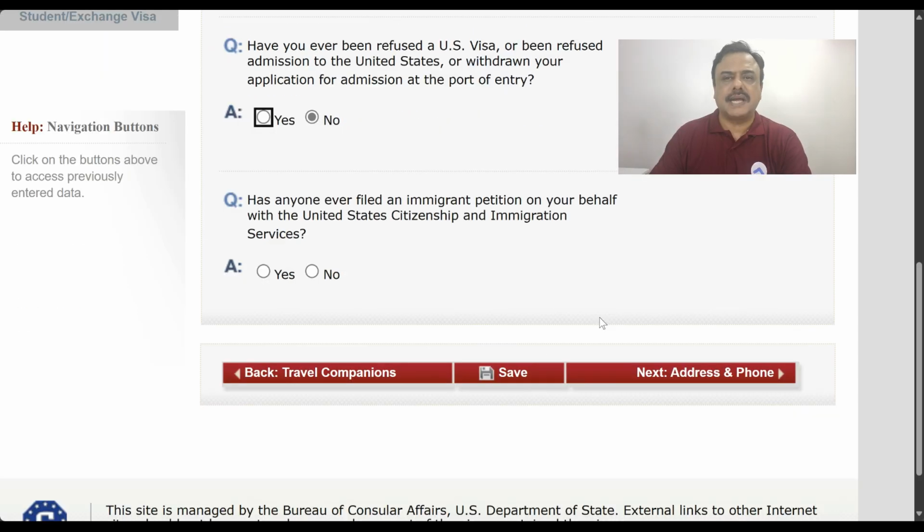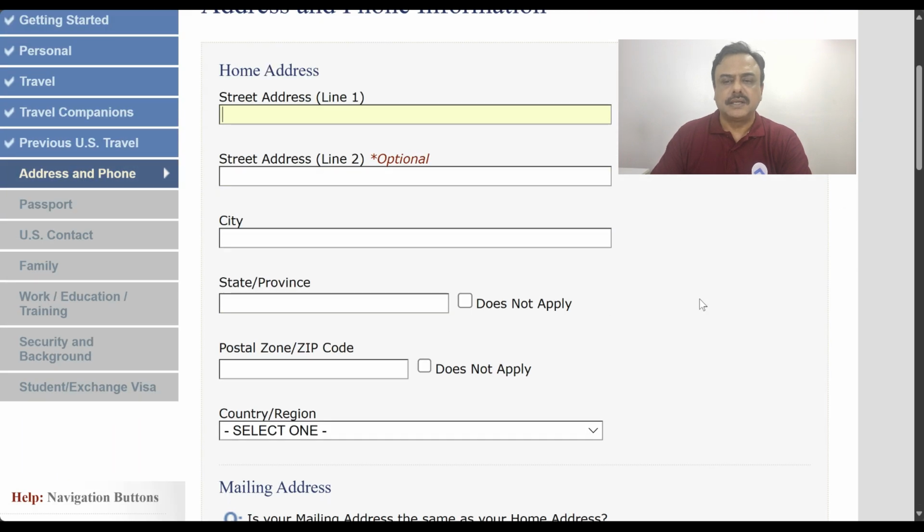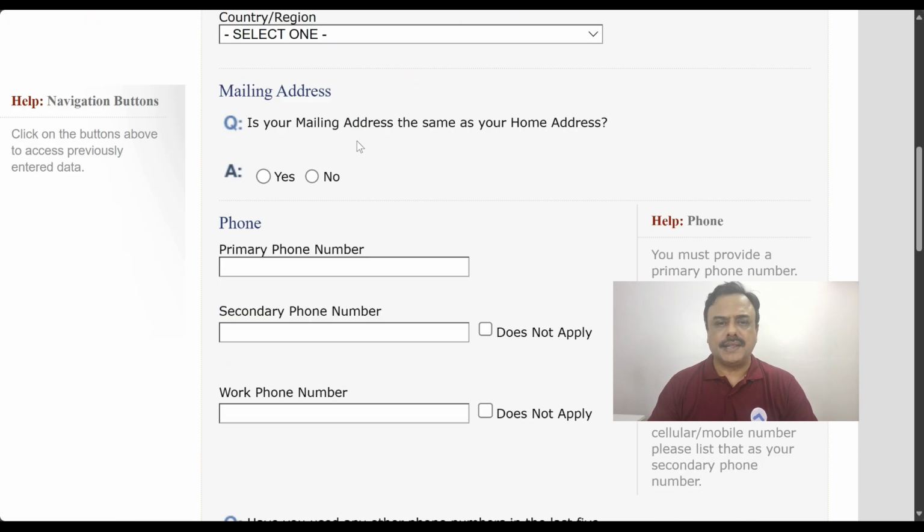Sometimes it's possible that for few of you, your parents might have gone to the US, your parents might have applied for immigration to the US and they might have filed an immigration petition earlier. If that is not the case, then go ahead, mark no and go to the next section which deals with address and phone. Now this home address is the address where you are actually residing right now. It has nothing to do with the address that has been provided in the passport.